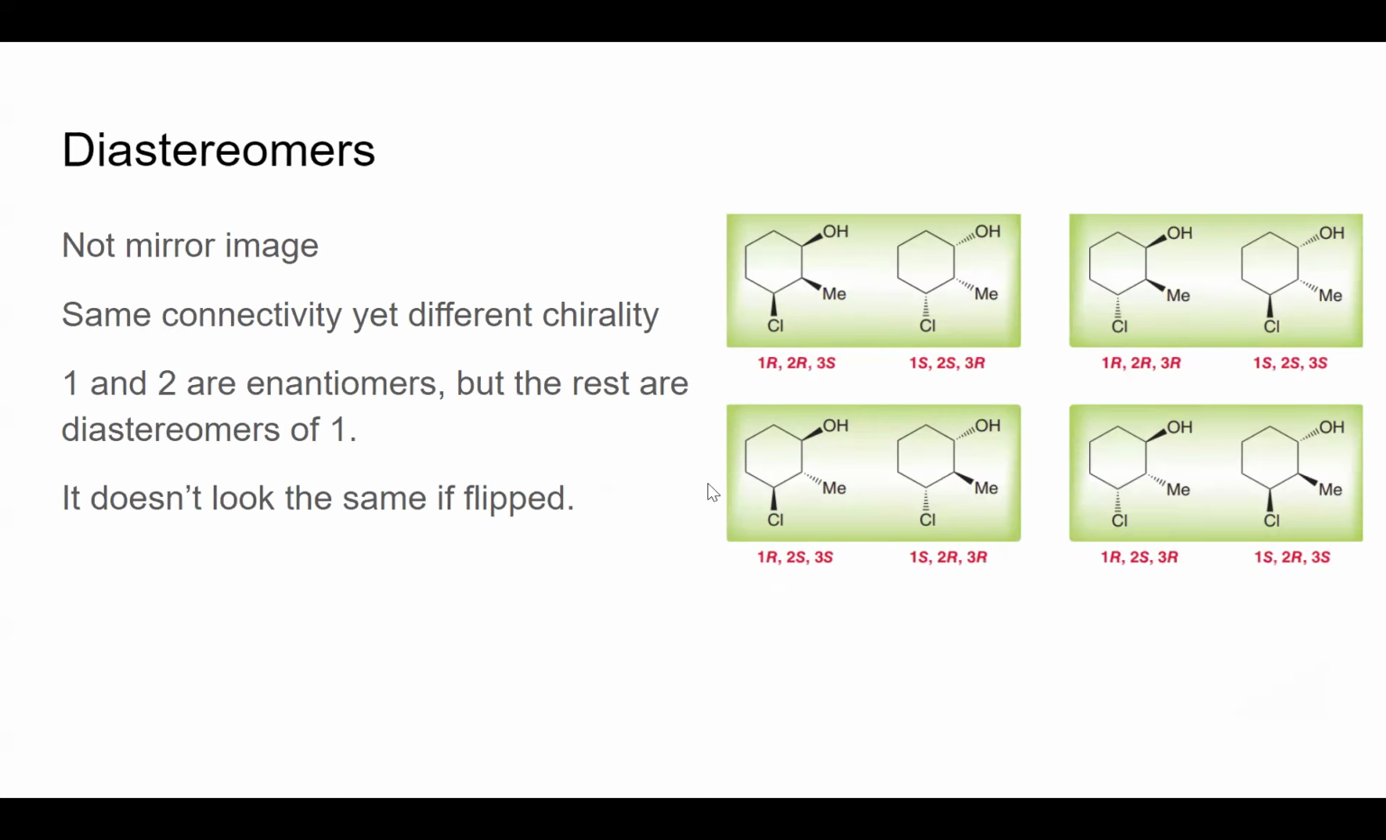Diastereomers are a sub-branch similar to enantiomers, yet they are not mirror images of each other. As you can see from this top picture right here, 1 and 2 are enantiomers, but the rest are diastereomers. If you took this and put a line right through the middle, you can see that you can actually flip it. However, the rest of the compounds would not be able to be flipped or mirror imaged.